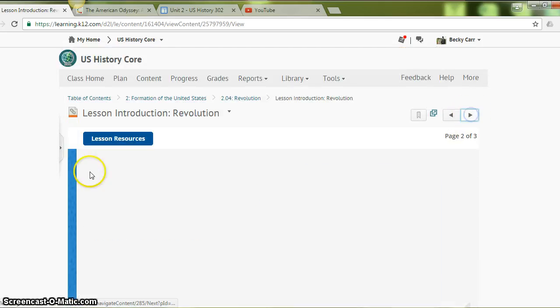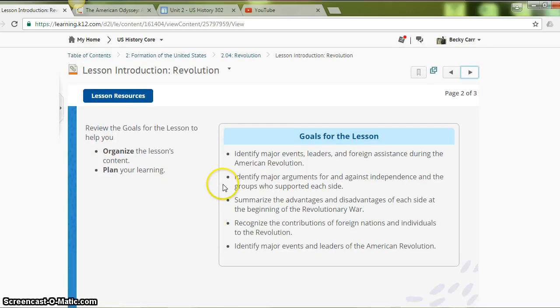And let's go to the next page. And it talks about our goals for the lesson. Identify major events, leaders, and foreign assistance during the American Revolution. Identify major arguments for and against independence and the groups who supported each side. Summarize the advantages and disadvantages of each side at the beginning of the Revolutionary War. Recognize the contributions of foreign nations and individuals to the Revolution. And identify major events and leaders of the American Revolution.